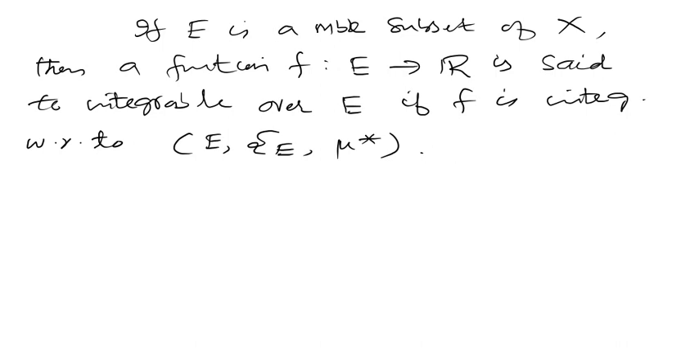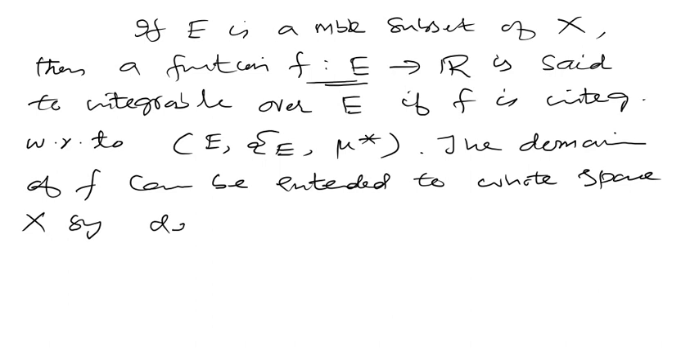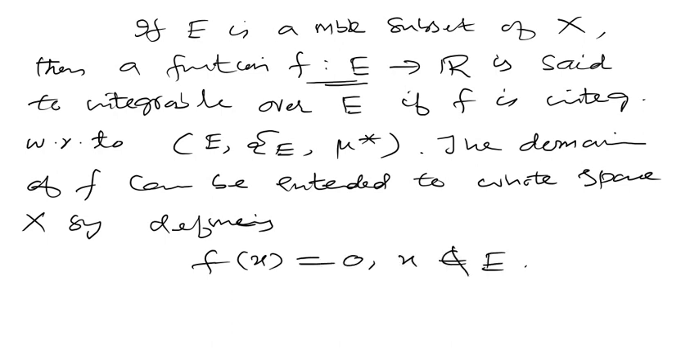Now we can extend the domain of f to whole X. Here the domain of f is E, which is a subset of X. The domain of f can be extended to the whole space X by defining f(x) equal to 0 if x is not in E. If x is in E, the function is already defined. If x is not in E, we take the value 0. In this way the function is defined on all of X. Then f is an integrable function over the whole space X.